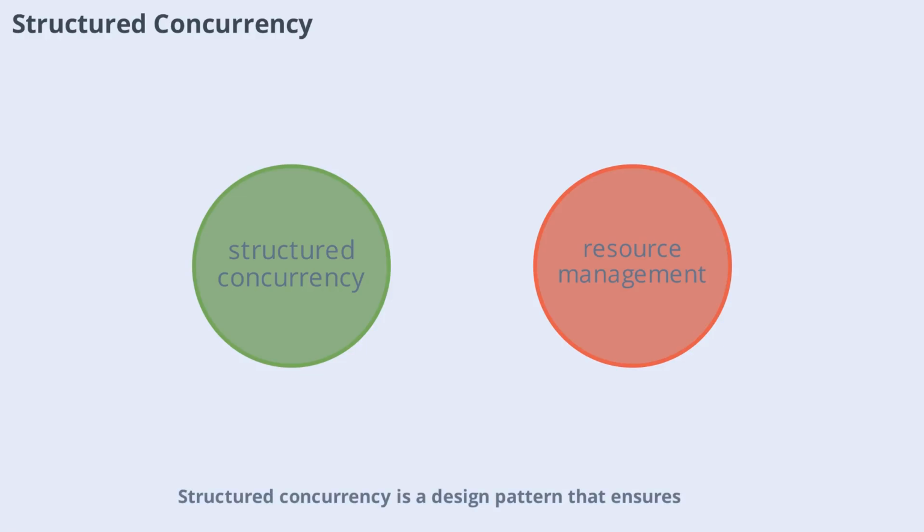Structured concurrency is a design pattern that ensures all coroutines launched within a scope are properly managed. If the parent coroutine is canceled, all its child coroutines are also canceled. This prevents resource leaks and ensures that your app's resources are cleaned up correctly. Structured concurrency is a key reason why coroutines are safer and easier to use than traditional threading.